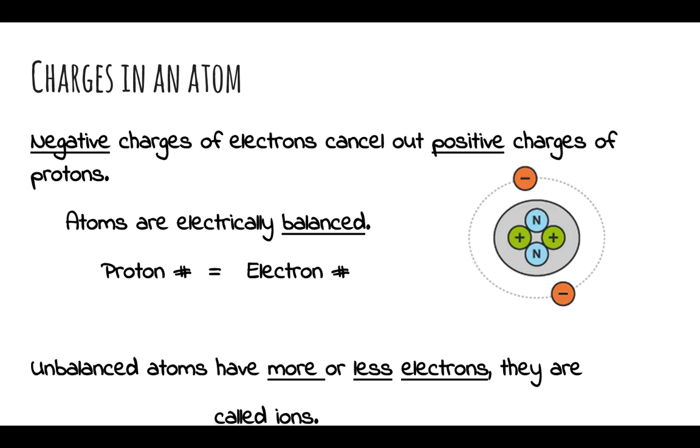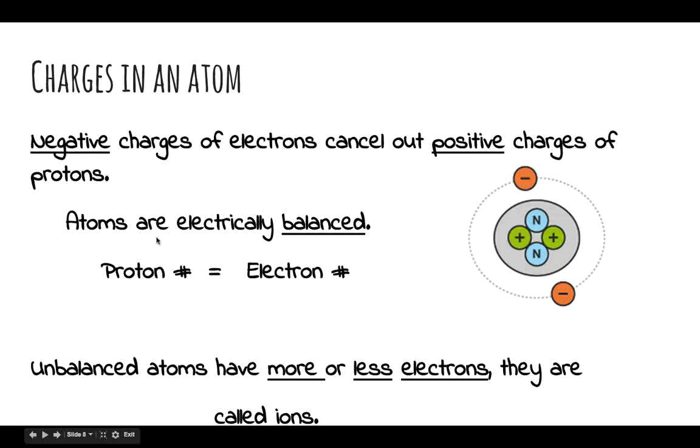Charges in an atom, again, negative charges of an electron cancel out the positive. So atoms are what we call electrically balanced. The number of protons equals the number of electrons. We keep them balanced because the positive and negative charges balance each other out. Unbalanced atoms have more or less electrons. We call those ions, and those have a charge.